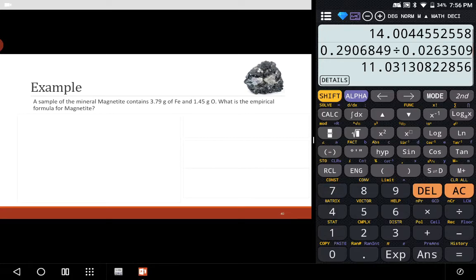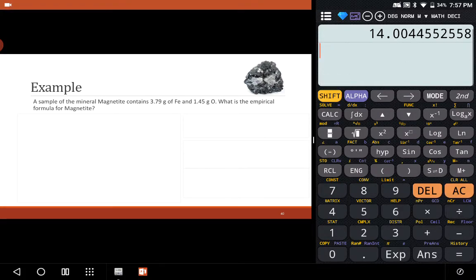Here's another example problem. In this example, we won't end up with nice whole numbers of subscripts right away. And so this is another example to show you how things can get complicated. So it says a sample of the mineral magnetite contains 3.79 grams of iron and 1.45 grams of oxygen. What is the empirical formula of magnetite? So we don't need to convert these into mass percent composition because we already have masses.